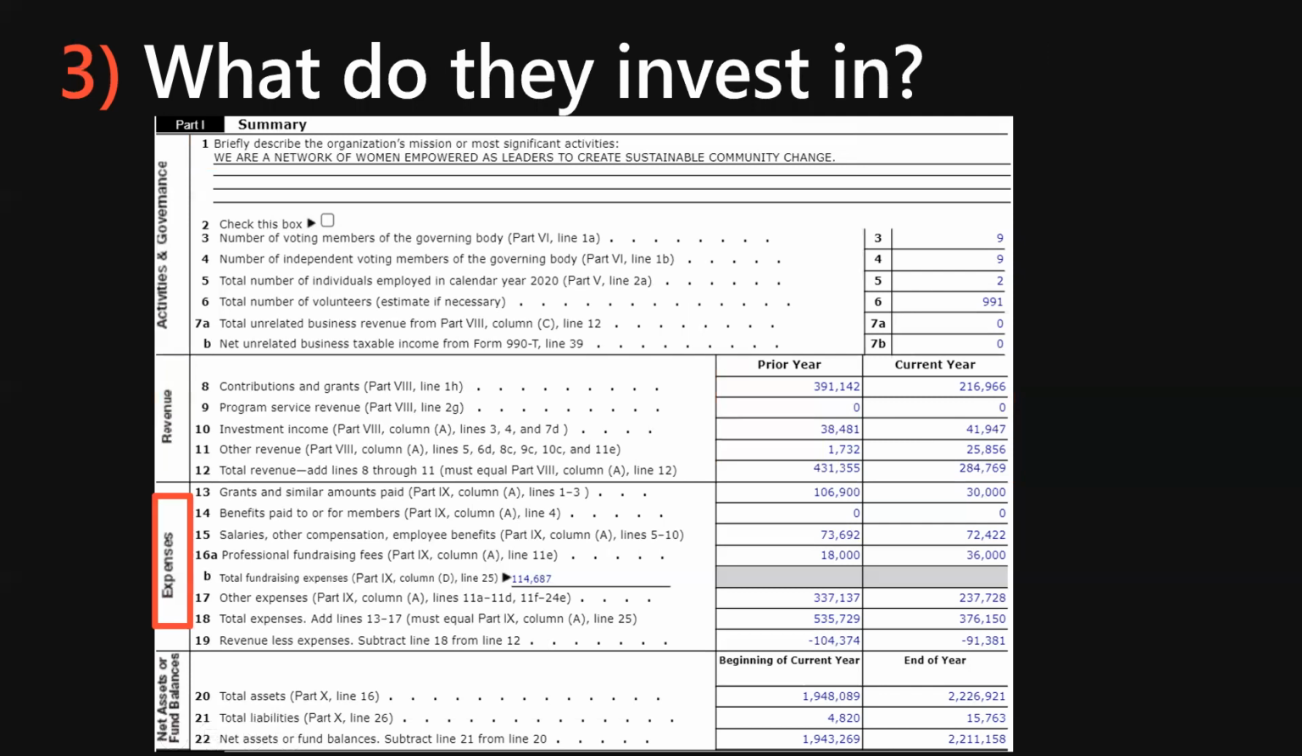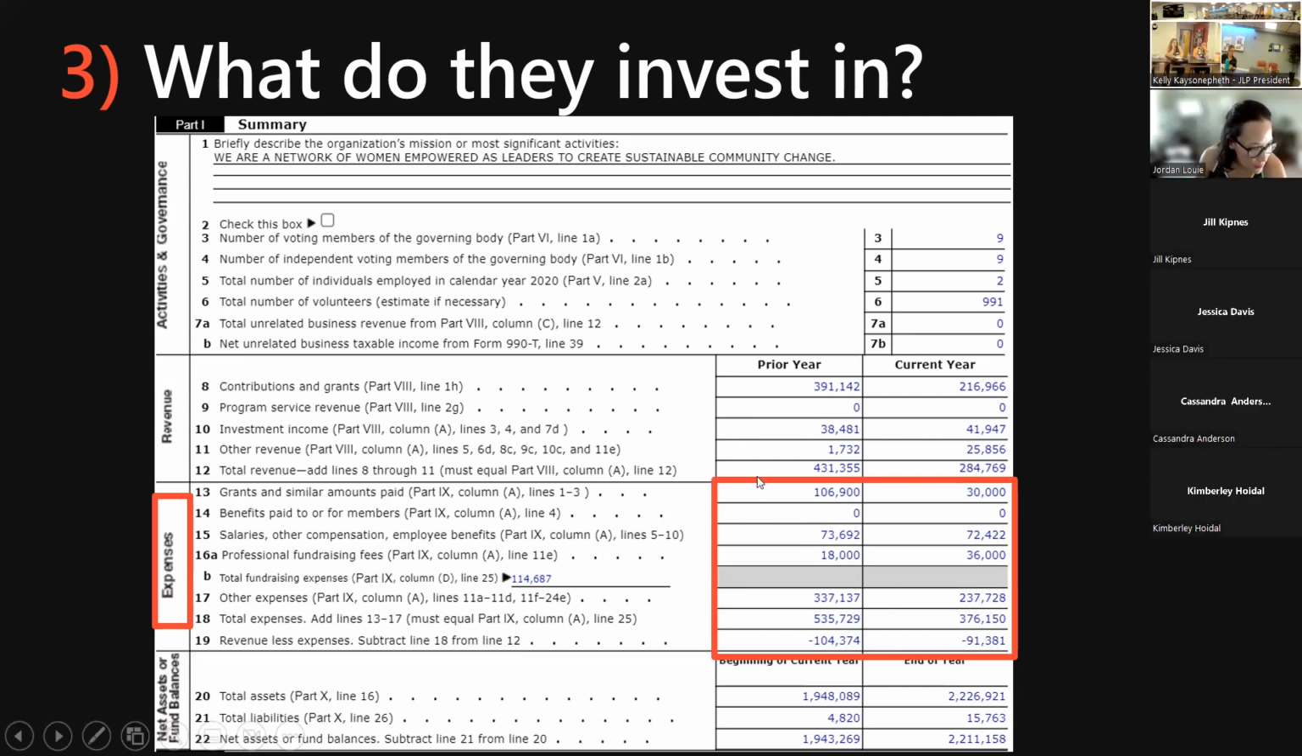Okay. Expenses. Where are they spending? Sorry, this is the third question now. Where are they spending their money? Those are defined as expenses right below it. So we're going to pay attention to this box over here. So line number 13, which I find super interesting, is grants and similar amounts paid with a total. So is this organization a granting organization?